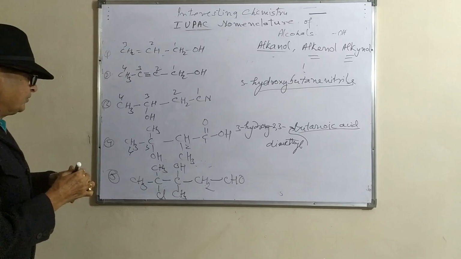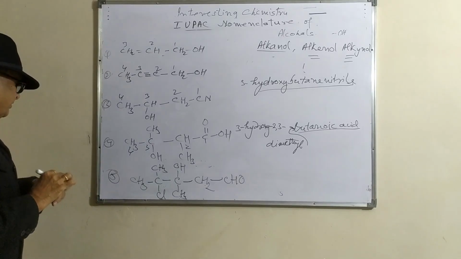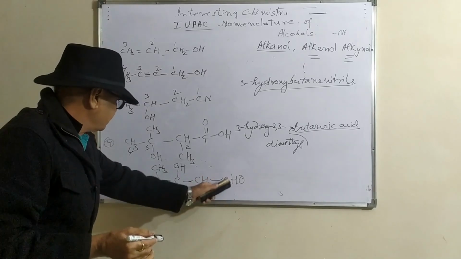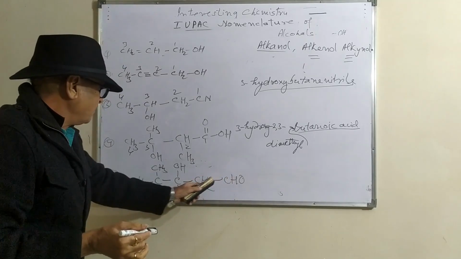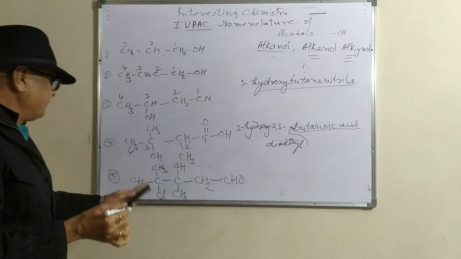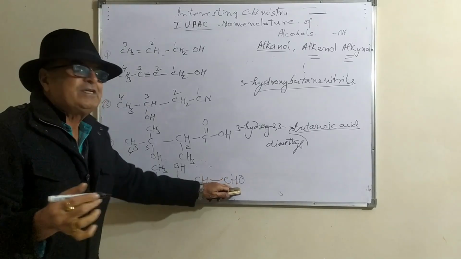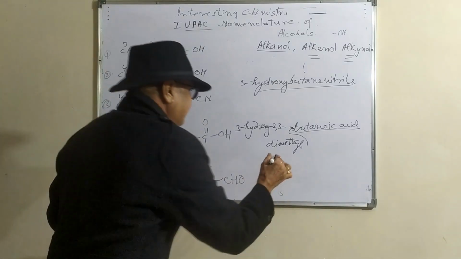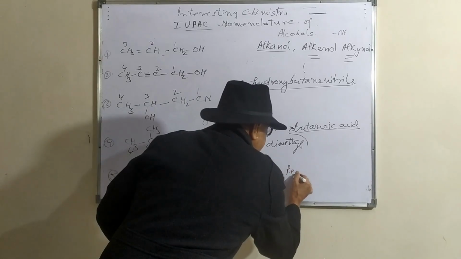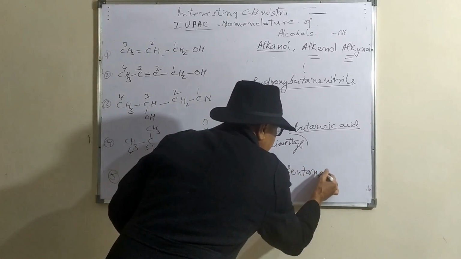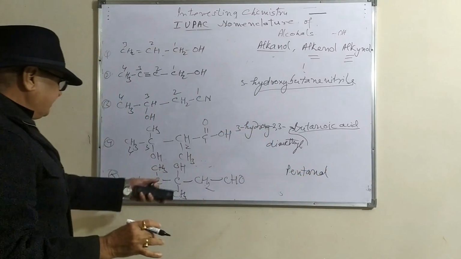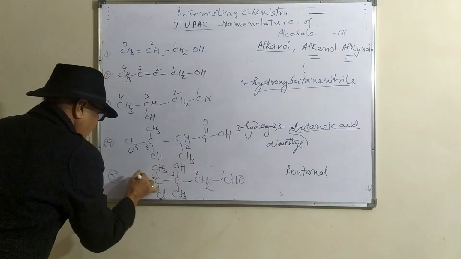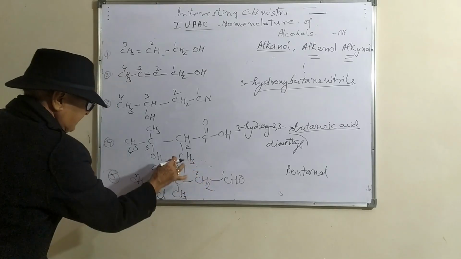And again come to this portion here. See the fifth compound is CH3. So here is CHO, the senior group. So the name of the compound, 1, 2, 3, 4, 5, is pentanal. Because the CHO group is there, and the CHO group is aldehyde, which is shown by pentanal, with this 1, 2, 3, 4, and 5.